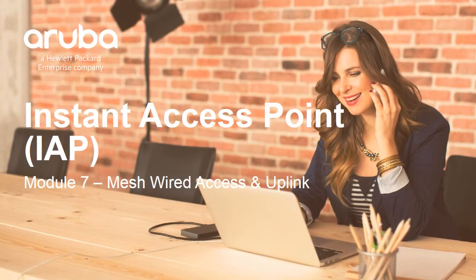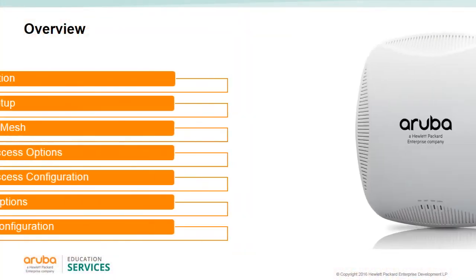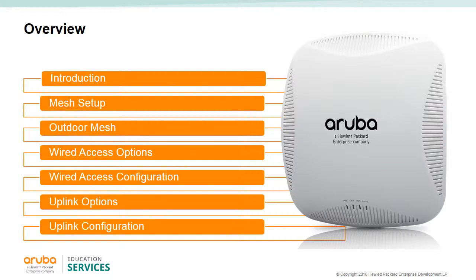Module 7, Instant AP Mesh, Wired Access, and Uplink. In this module, we'll do a basic introduction, look at the mesh setup for IAPs, outdoor mesh options. We'll look at the wired access options as well as the wired access configuration. We'll look into uplink options and configuration.